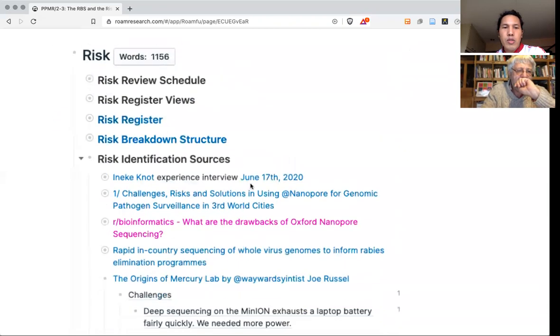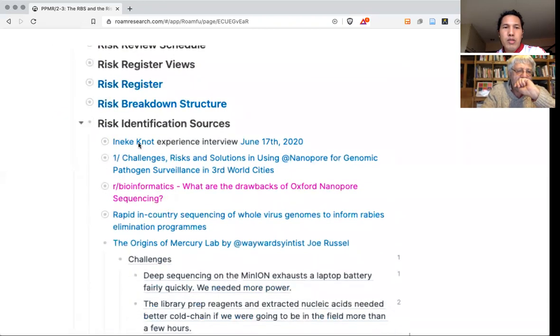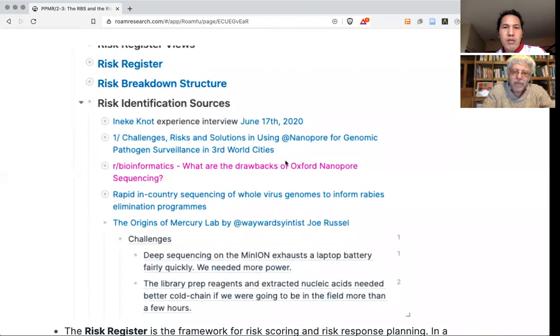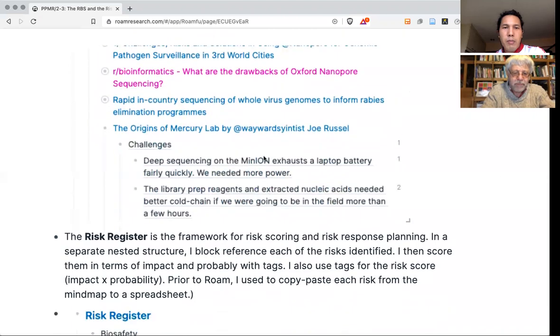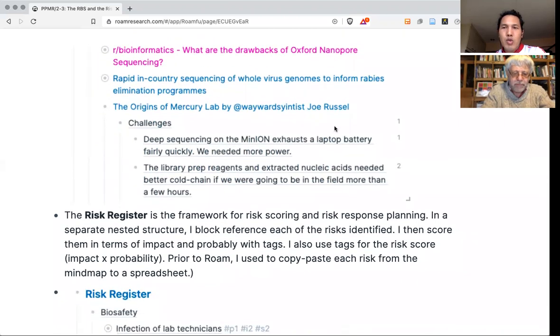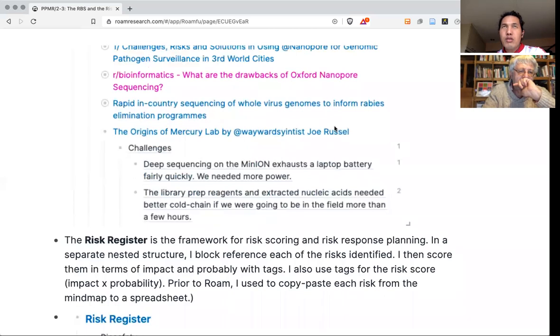So what I had to do was to do some interviews. Like this one is an interview. I read some papers, read some forums, and this is a blog post. These are my notes from that, and these are my sources for creating the risk breakdown structure. Once you have your risk breakdown structure, which is your tool for risk identification, now it's time to score them.